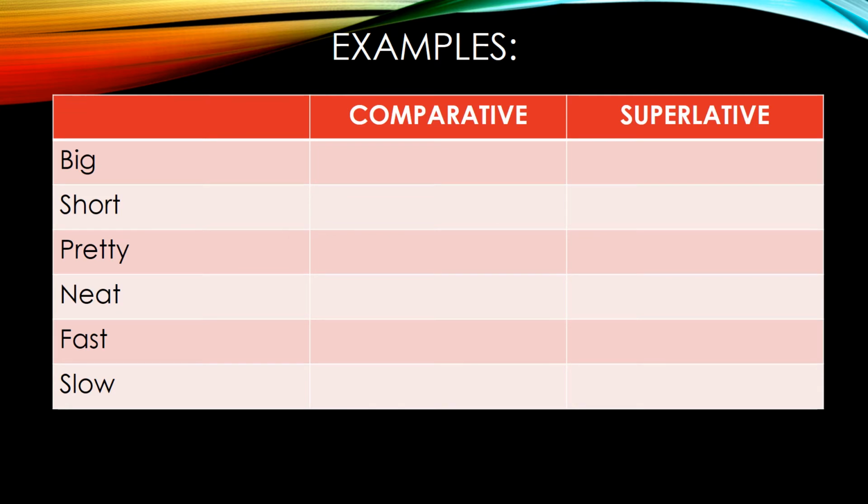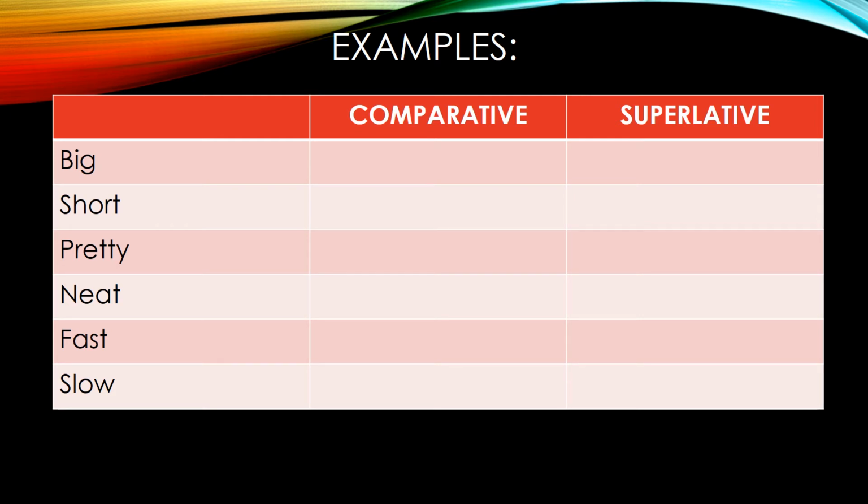Okay, so now let us take a look at the next slide. These are some examples of words that we can add ER or EST to, for the comparative and superlative adjective. For your information, if you want to differentiate which words you should add ER or EST to and which words you should add more or most to, I will tell you that after this.